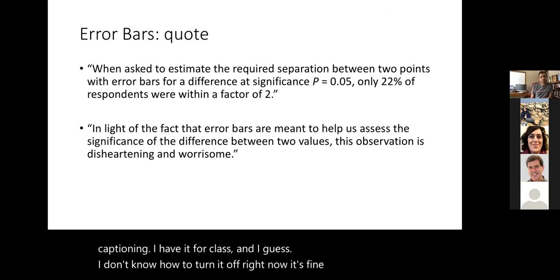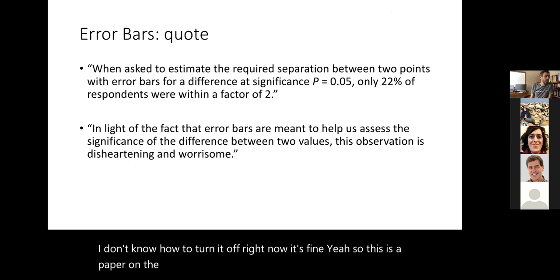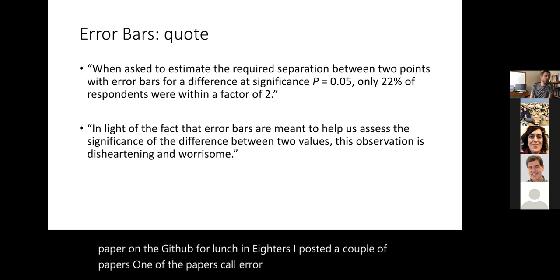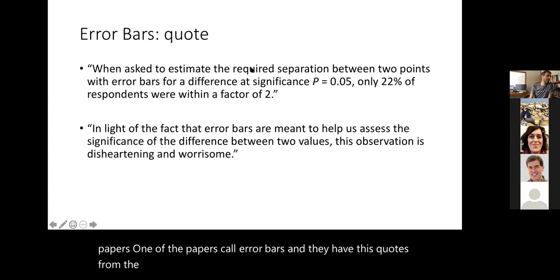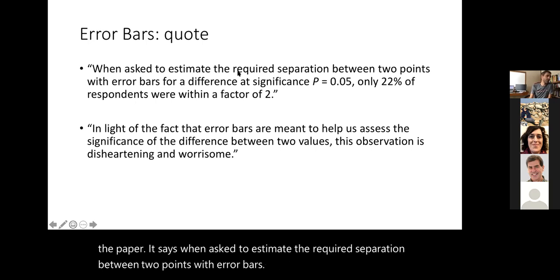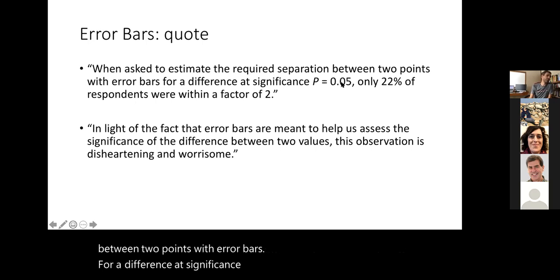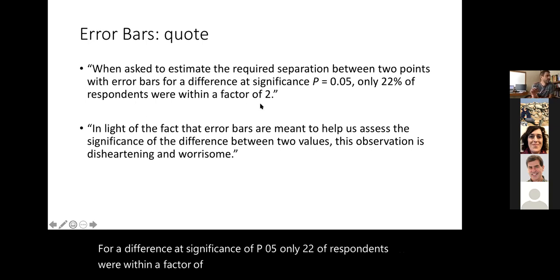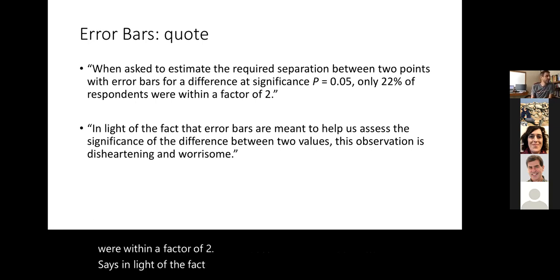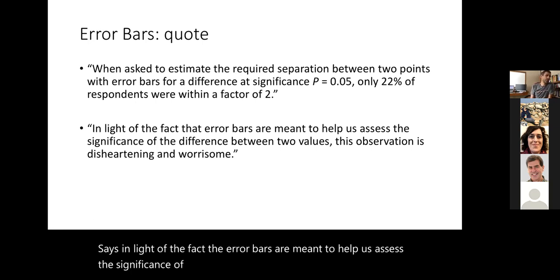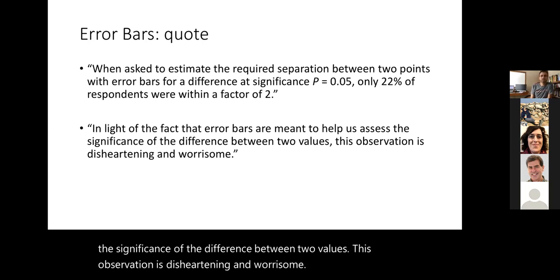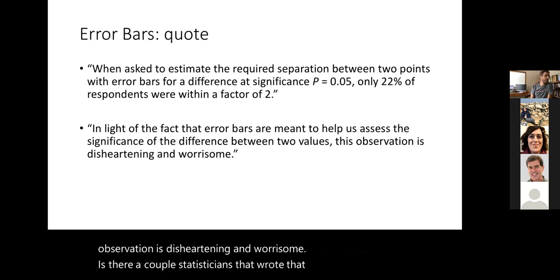So this is a paper on the GitHub for Lunchinators. I posted a couple of papers. One of the papers is called Error Bars, and they have these quotes. It says, when asked to estimate the required separation between 2 points with error bars for a difference at significance of p.05, only 22% of respondents were within a factor of 2. It says, in light of the fact that error bars are meant to help us assess the significance of the difference between 2 values, this observation is disheartening and worrisome. These are a couple of statisticians that wrote that paper in Nature Methods.